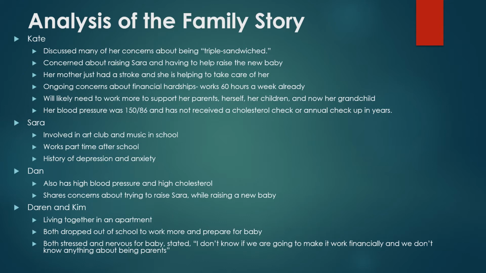Darren and Kim are living together in an apartment. They both dropped out of school to work more and prepare for the baby. They're both stressed and nervous about the baby and stated, I don't know if we're going to make it work. We don't know anything about being parents. So hopefully we can make a plan for them and get them feeling better about it.